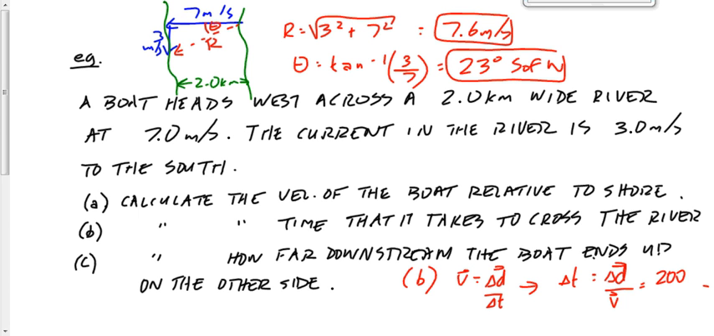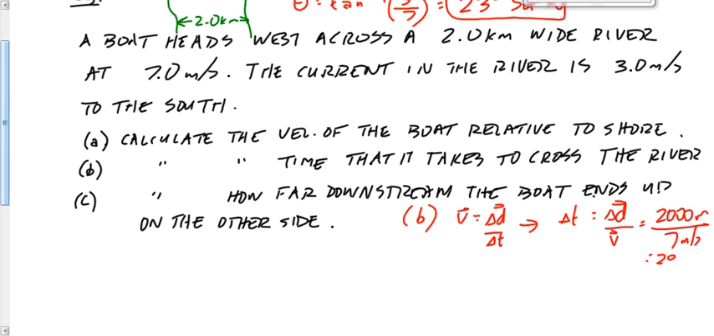2,000 meters over 7 meters per second. And that should equal 286. Let's go with the unrounded number though, 285.714. Which we round to 2 digits, it would be 2.9 times 10 to the 2 seconds. All right, there you go. There's the time. Now, how far downstream does the boat end up?